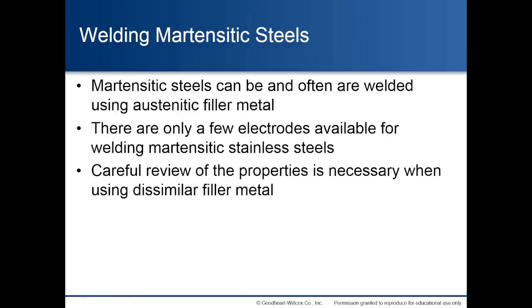Welding Martensitic steels. Martensitic steels can be and often are welded using austenitic filler metal. There are only a few electrodes available for welding Martensitic stainless steels. Careful review of the properties is necessary when using dissimilar filler metal.